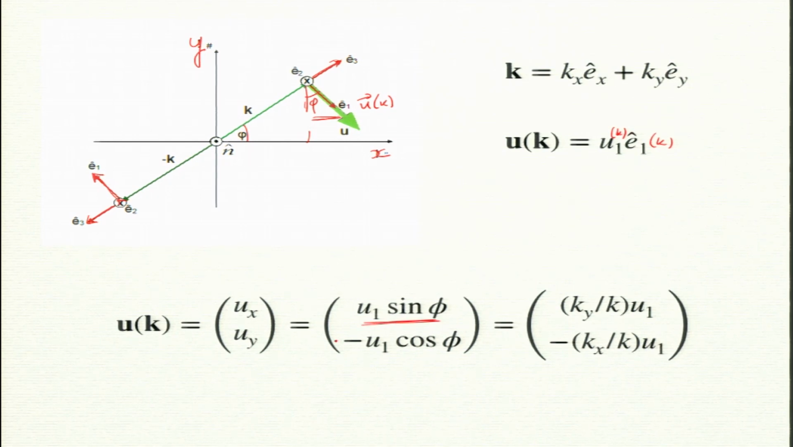No. Ux is, yeah, ux is in the, this is ux. Okay. So ux is positive. Ux is positive, u1 sin phi. So this is my ux, and my uy is this, which is minus because my positive y is in that direction. So minus u1 cos phi is that one. Okay. So you can always get ux and uy given u1.